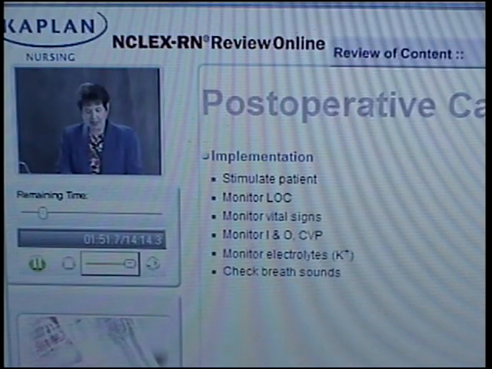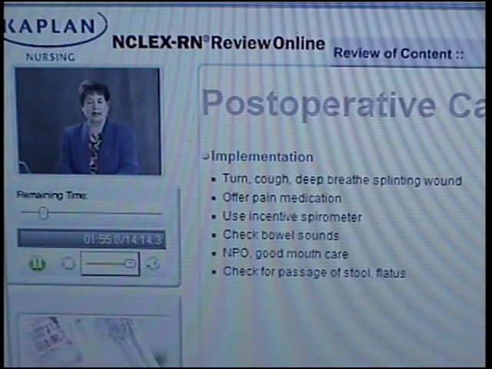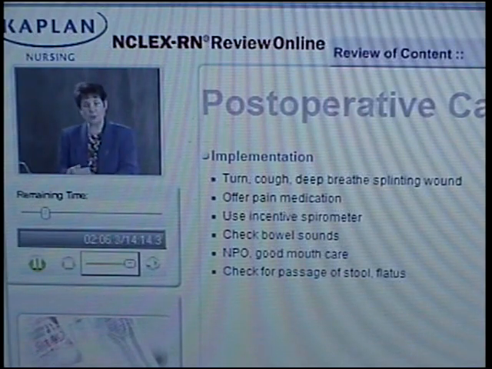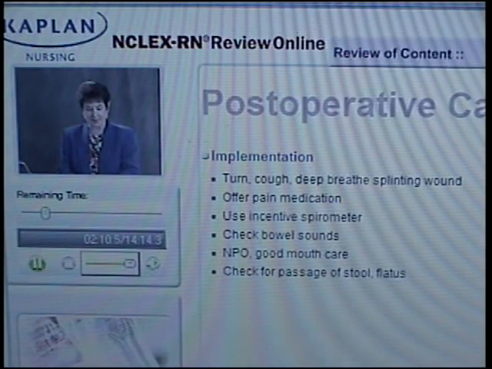Going on with post-op care, again, it's important to turn, cough, and deep breathe the patient unless it's contraindicated because of the type of surgery that they had. And if the patient has a wound, hopefully preoperatively you taught them how to splint their incision for the coughing, turning, and deep breathing, and they would splint the incision when they did it postoperatively. Pain management is important. And again, prevention should be done rather than pain control.